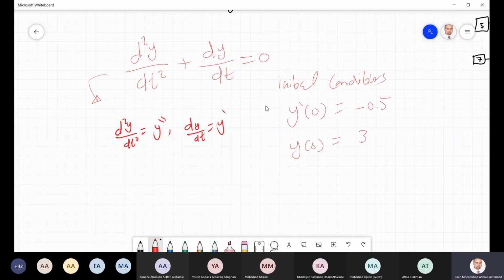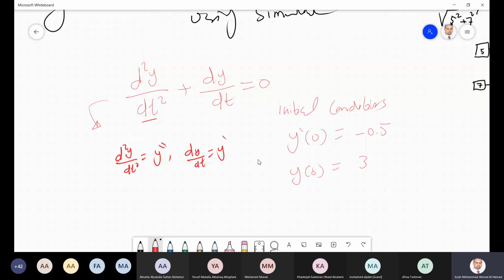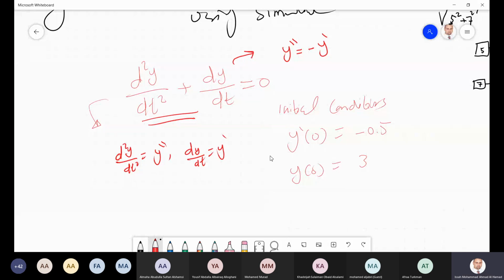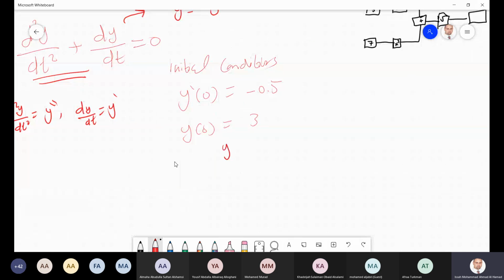So if you need to do this using Simulink, let's go to this equation here and write it in this form. Y double prime equals minus y prime. Correct? Y double prime equals minus y prime. Okay.